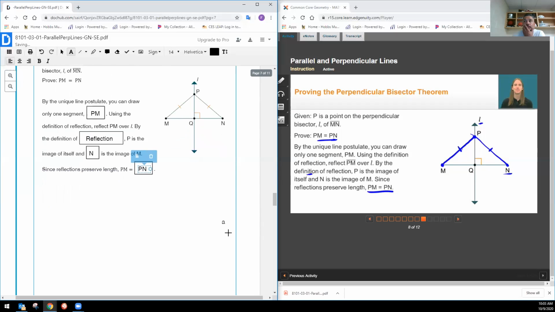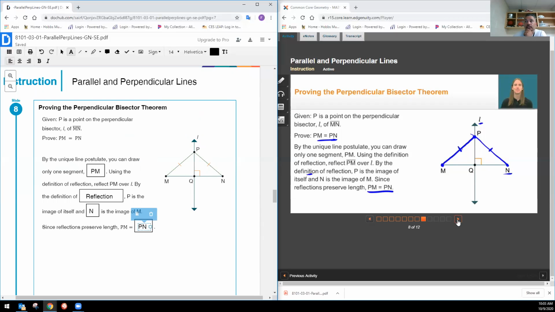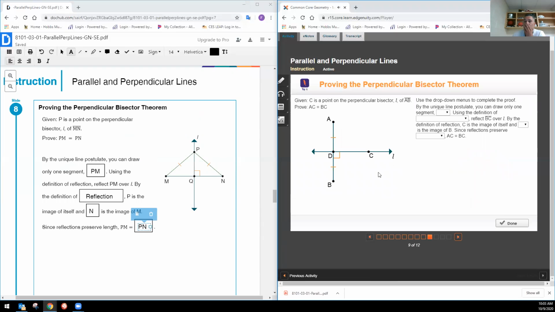Okay, so this is just putting some prior knowledge back in, talking about reflection and stuff like that. From the last chapter, you guys should understand what reflection means. That should automatically tell you it's a mirror image. Complete the statements in the proof of the perpendicular bisector theorem. Use the drop-down menus to complete the proof.